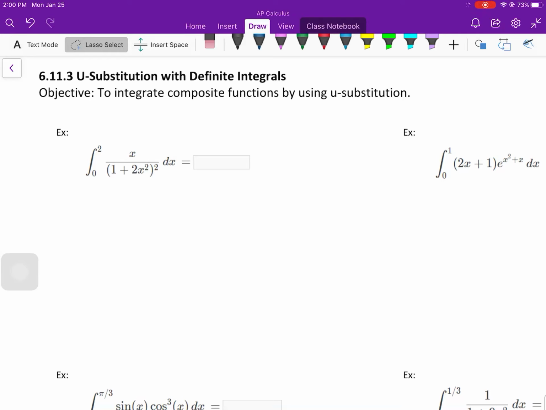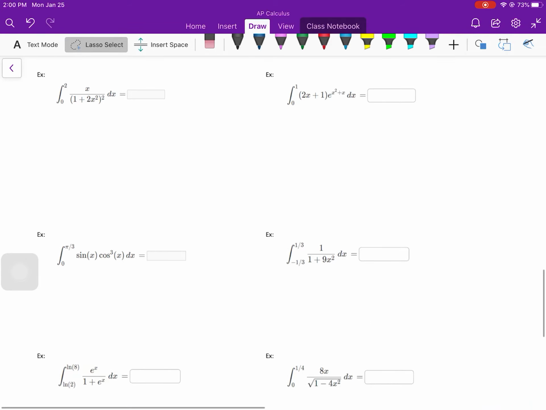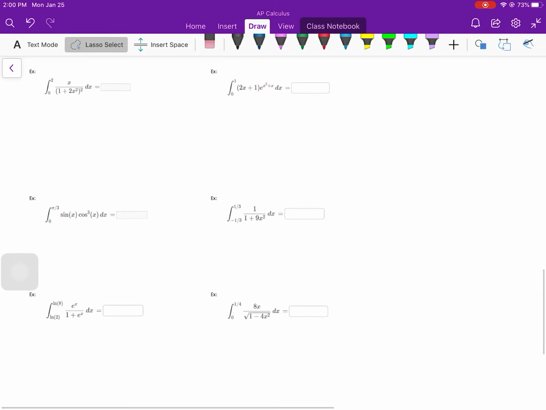Interesting thing about u substitution, we don't have to plug back in u. We don't have to substitute it back in if we're using a definite integral. And I'm actually going to show you both ways on this first example. Then I'm going to do it the way I prefer after that on a couple more examples in the video.